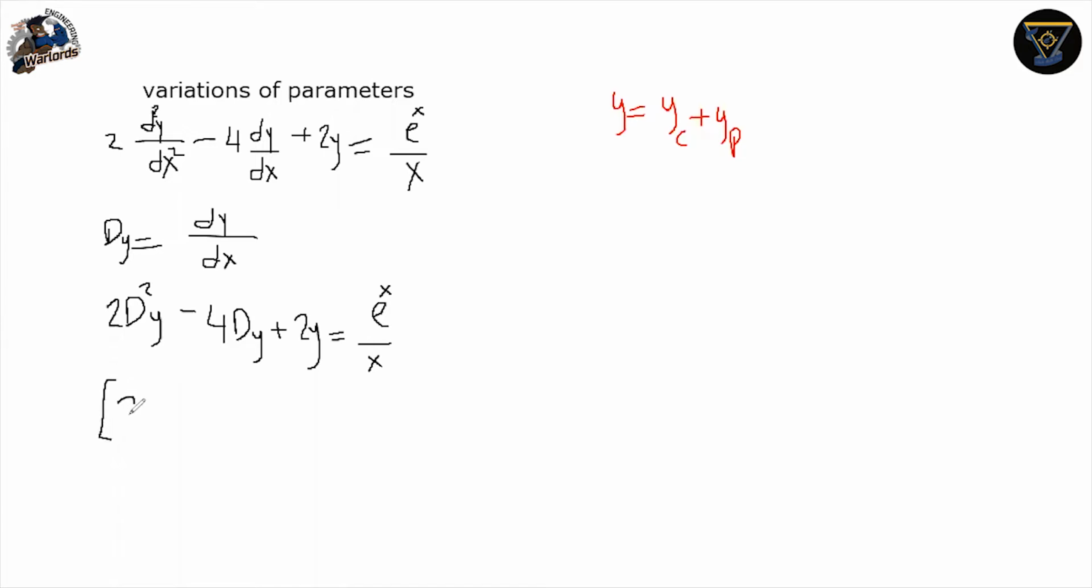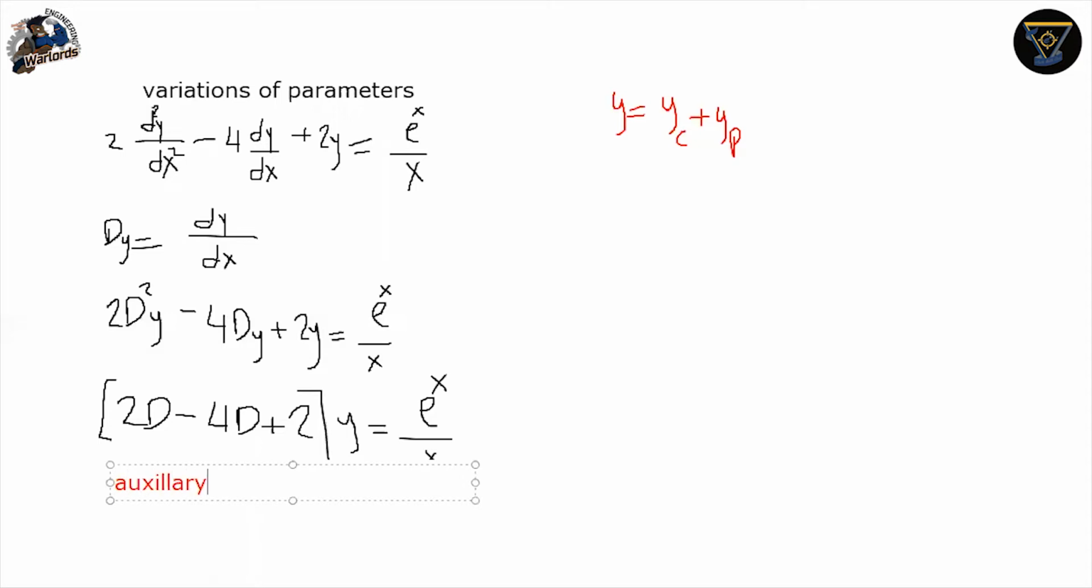So here we're going to have 2d squared minus 4d plus 2. And remember that we factor out the y, so it's going to have a y on the outside. And this is equals to e to the x over x. So there's something known as its auxiliary equation, right? So with the auxiliary equation, it states that... That's the d squared. Oh yes, sorry, thanks for that. So you have d squared.